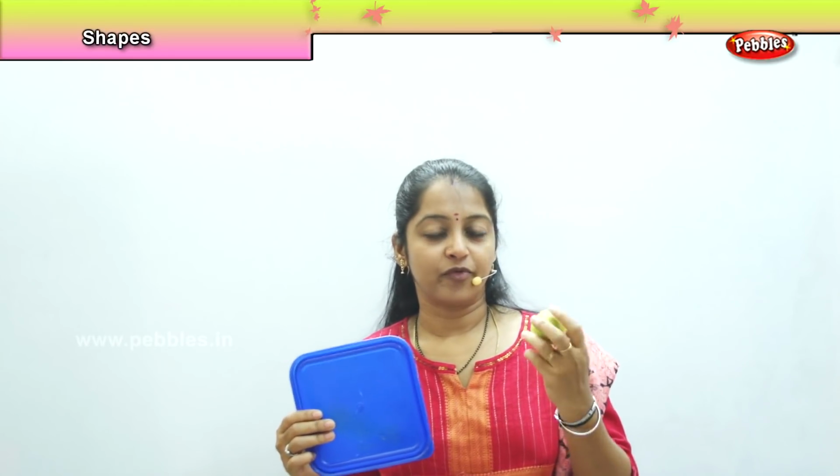Now, if I take this, what is this? Yes, this is a lid. And is it round? Can you say this is round? No, it is not round. It is flat. How many sides does it have? Shall we count? 1, 2, 3, 4. So, this lid has got 4 sides, right? And it is flat in shape, right? This fruit is round in shape, whereas this lid is flat in shape.